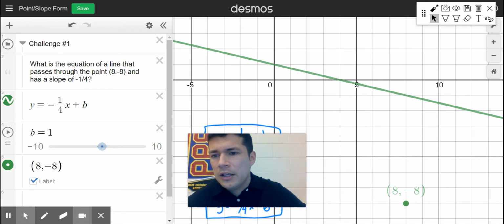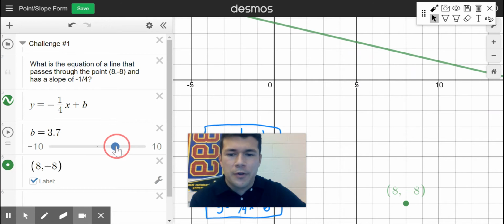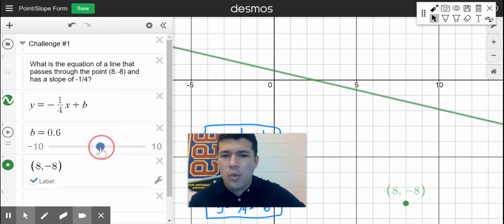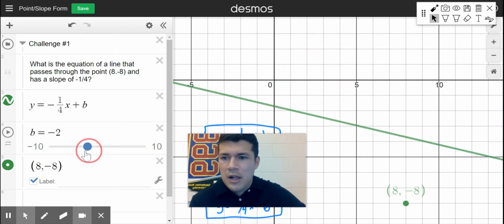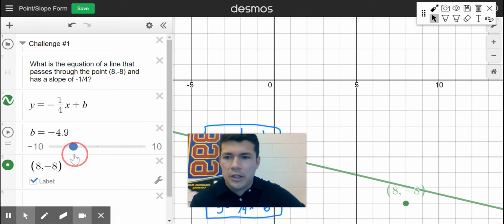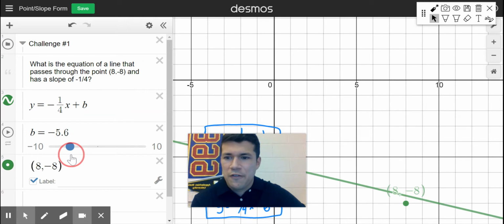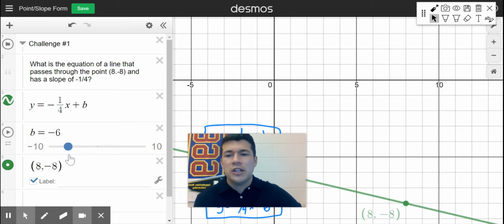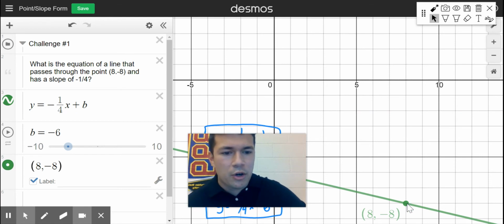I don't know b, and so I added a slider here on Desmos, and let's say that I thought maybe the y-intercept was 1. Well, obviously a y-intercept of 1 does not work, and the higher I move the y-intercept, the farther away I move from that point. So I know my y-intercept is going to have to be negative, so let's say -3, still doesn't hit, -4, I'm getting closer, closer, closer. Looks like if -6 is my y-intercept, then I'm going to cross that point. All right, so that's pretty cool.